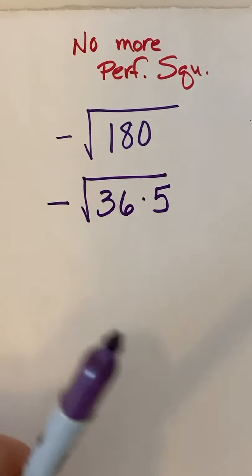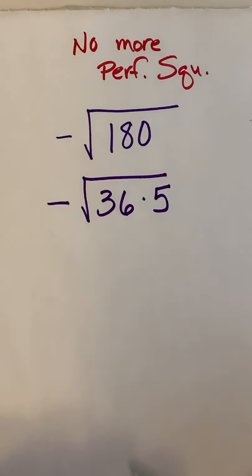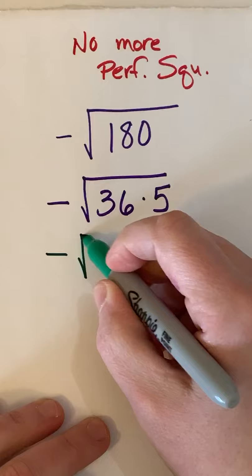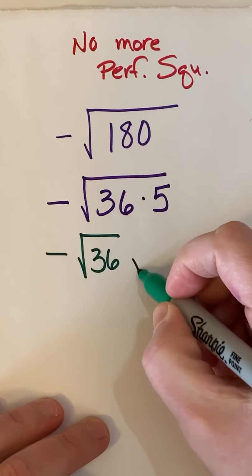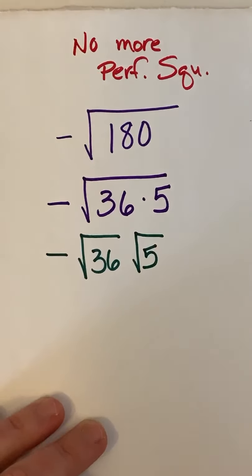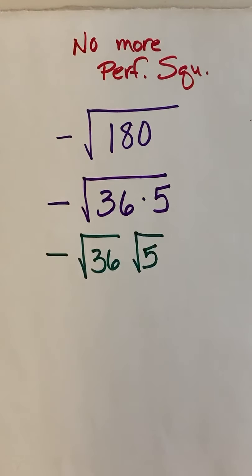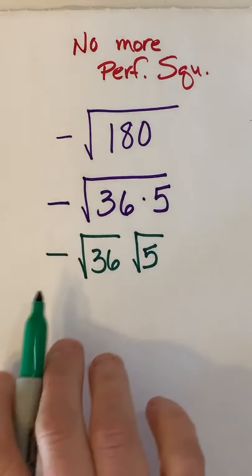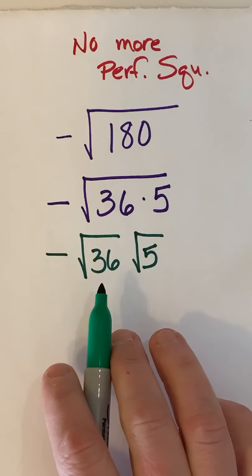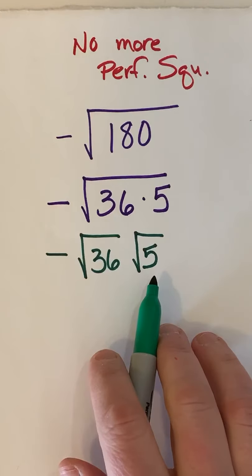Now I'm going to take it that one more step and give them each their own house. Nowadays, this would be, I guess, the social distancing of simplifying radicals. So now we have it broken up. Still not doing anything with this negative. Got 36 in its own house, 5 in its own house.